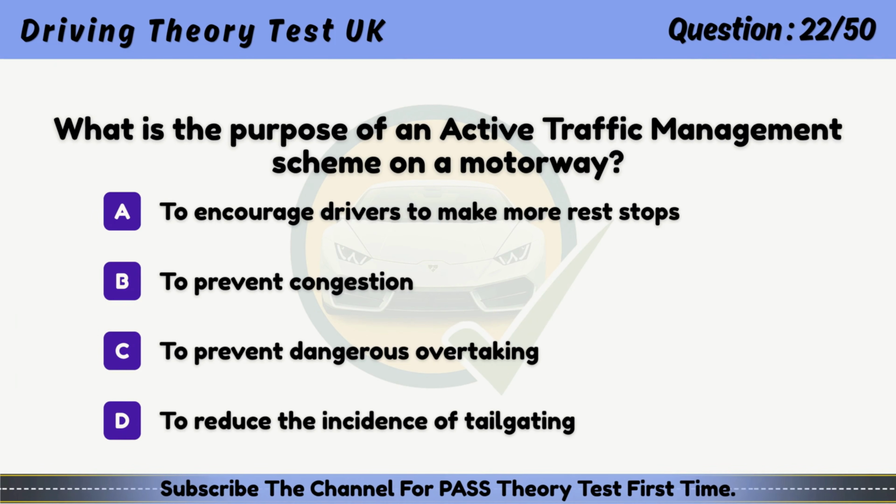Question 22. What is the purpose of an active traffic management scheme on a motorway? Option A. To encourage drivers to make more rest stops. B. To prevent congestion. C. To prevent dangerous overtaking. D. To reduce the incidence of tailgating.